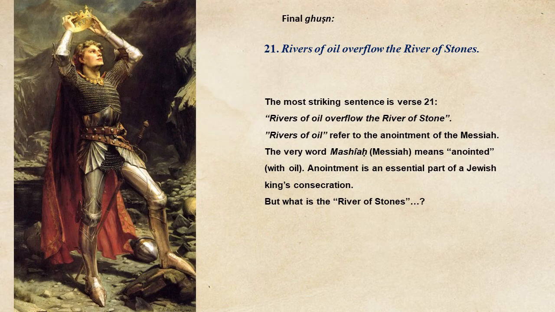Rivers of oil refers to the anointment of the Messiah. So the very word Mashiach, Messiah, in Hebrew means anointed, and that means with oil. So anointing is an essential part of a Jewish king's consecration and coronation. So, okay, that's good, that's understood. But now, what is the river of stones? Go to our next slide.